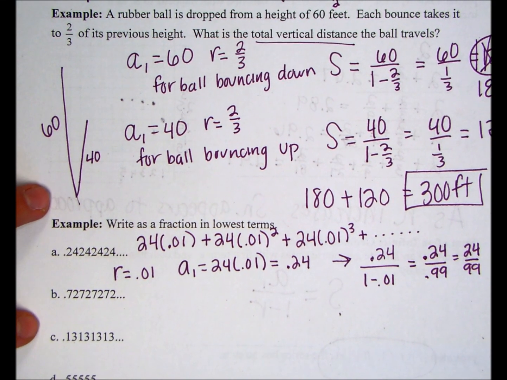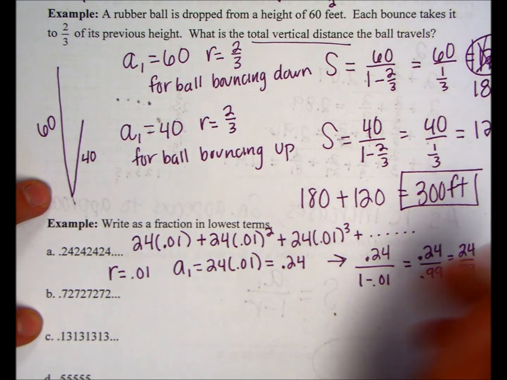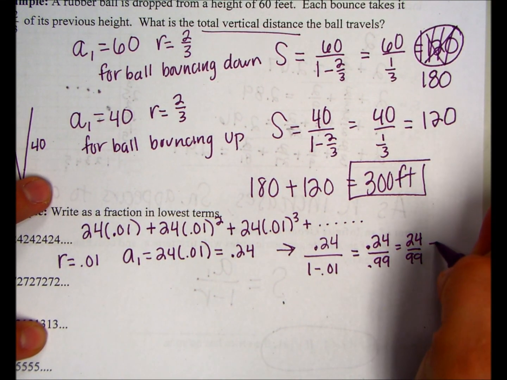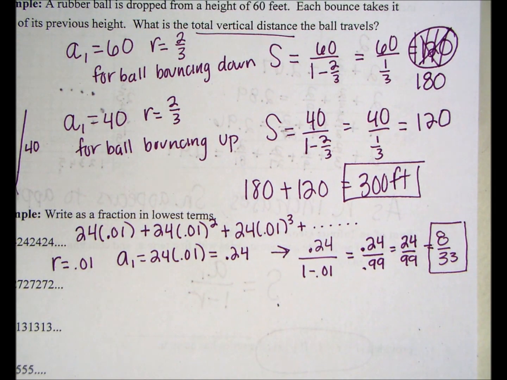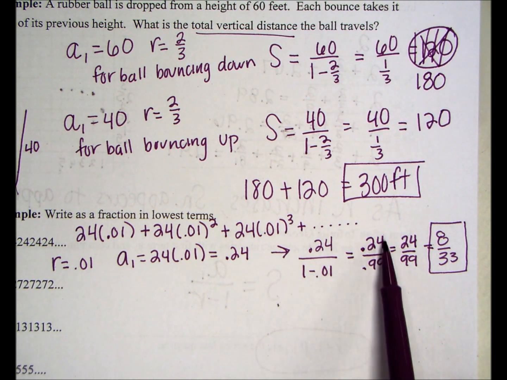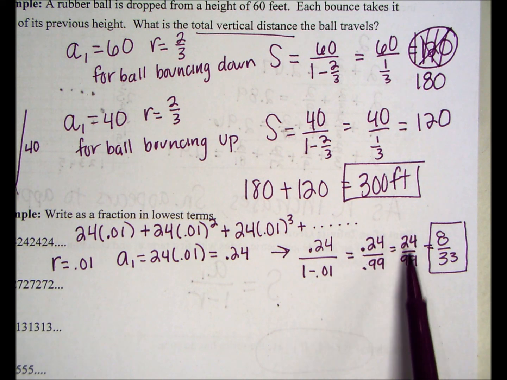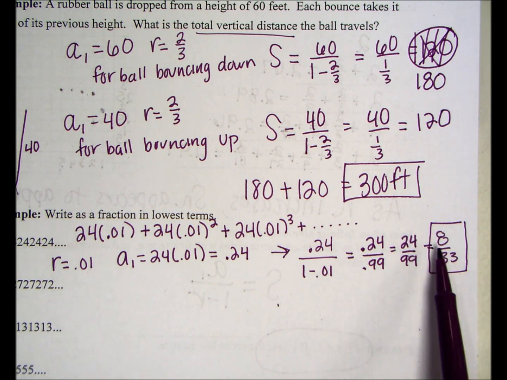And then I see that both 24 and 99 have a factor of 3, to get 8 over 33 as my fraction in lowest terms, my simplified fraction. So kind of neat, all I did here was multiply by 10 to get rid of the decimals, and then I realized that 3 goes into 24 and into 99, so I can divide both by 3.